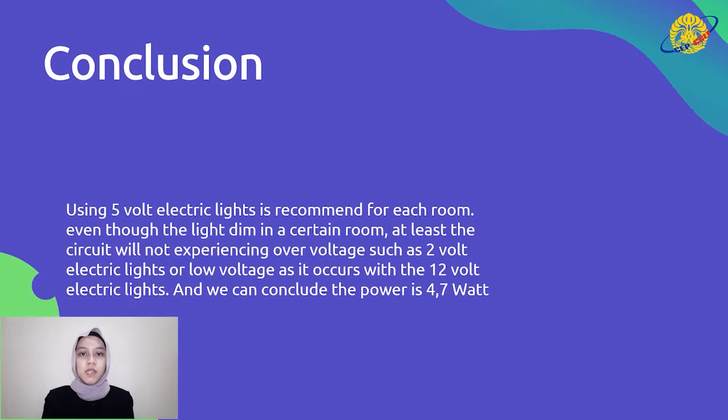As we know from the data, because we didn't use a resistor in this simulation, we recommend using 5 volt electric lights for each room, even though the living room has dim lights. So the circuit will not experience overvoltage, as with the 2 volt electric lights, or low voltage, as occurs with the 12 volt electric light.